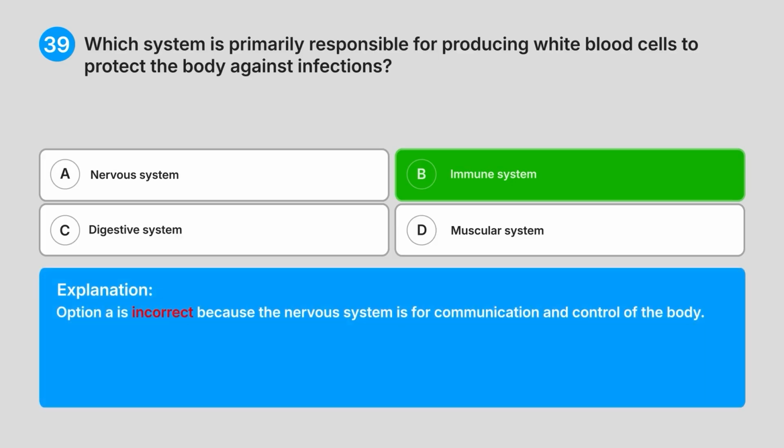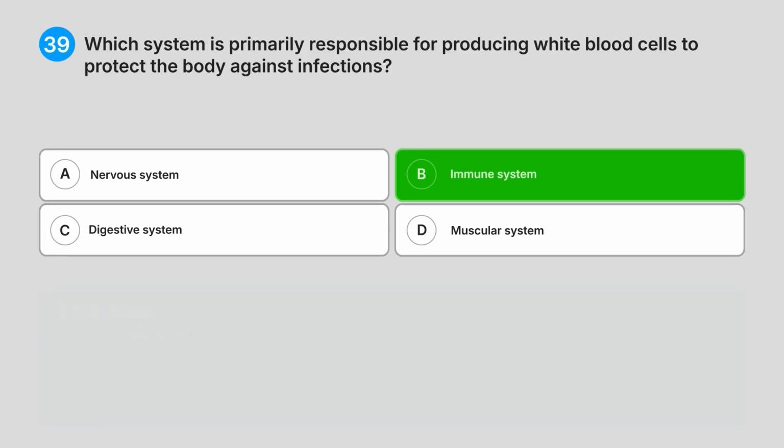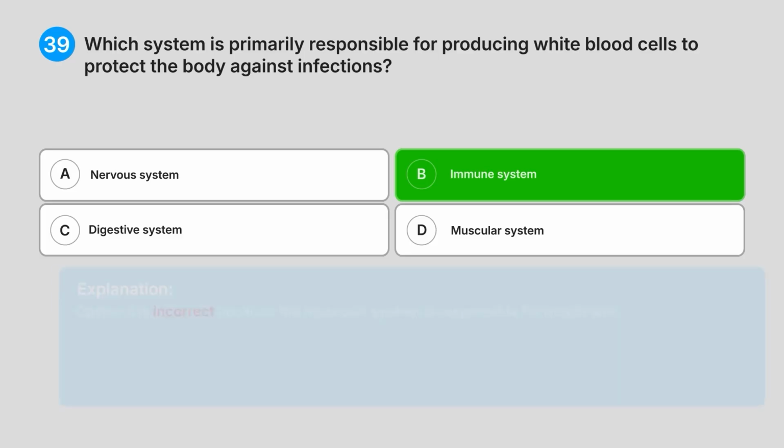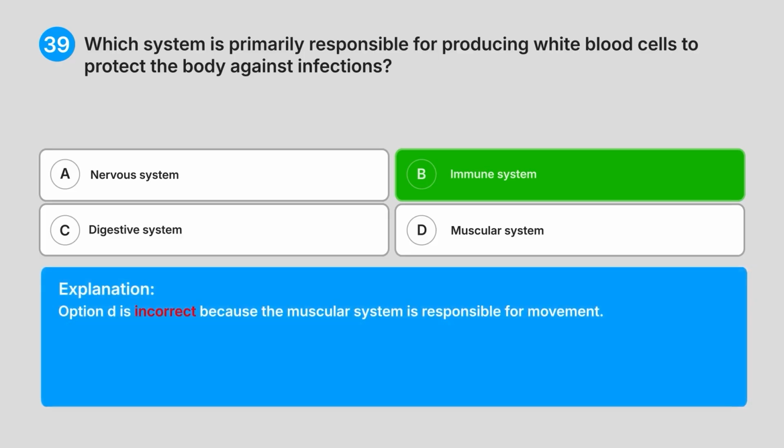Option A is incorrect because the nervous system is for communication and control of the body. Option C is incorrect because the digestive system is for breaking down food and absorbing nutrients. Option D is incorrect because the muscular system is responsible for movement.